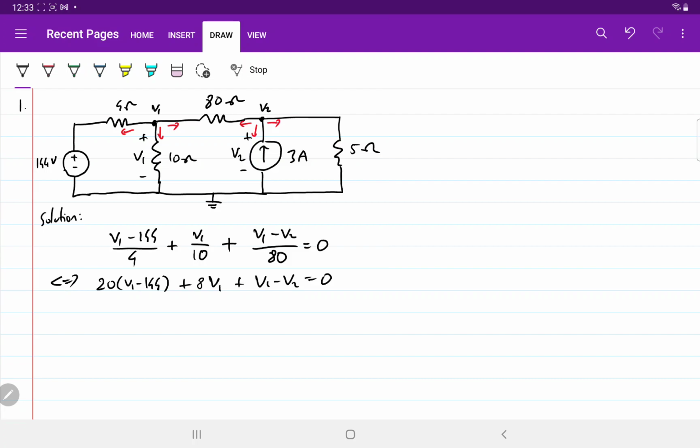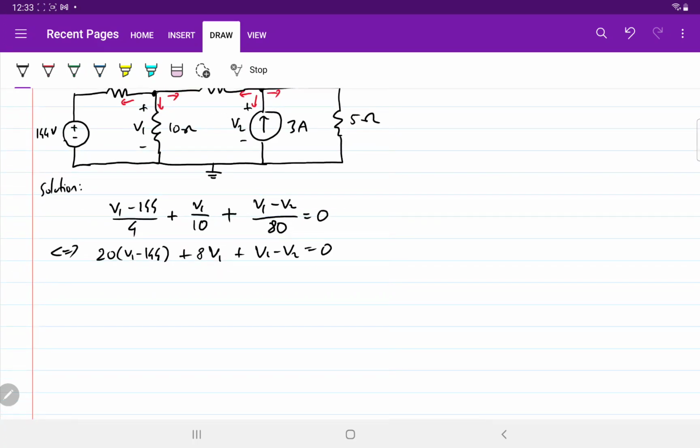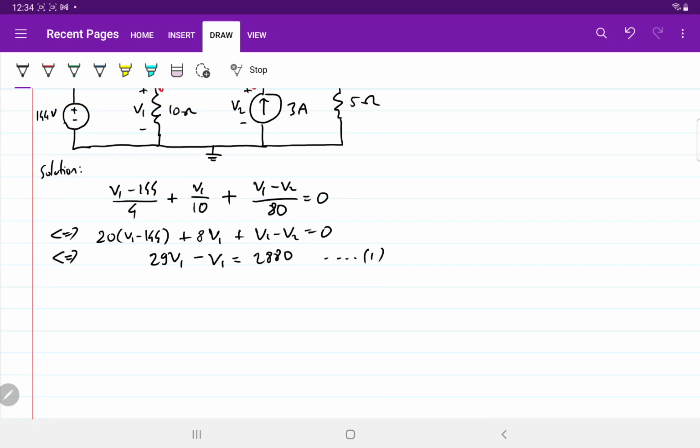Okay, you can simplify it further. So 20 V1 plus 8 V1 plus V1, you get 29 V1 minus V2 equals 20 times 144, right? That is 2880. Okay, let's call it the first equation.